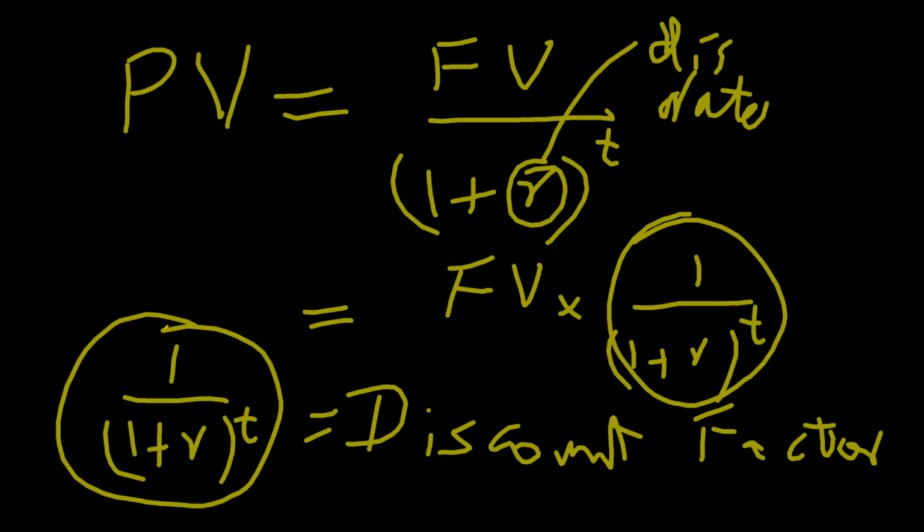For example, I say, if the value of R is 10% and number of years is 1, what will be the discount factor? Can you calculate that? You just replace the value of R and T and you will find the discount factor. If you have that value, you can simply multiply that value with future value and you will get the present value.